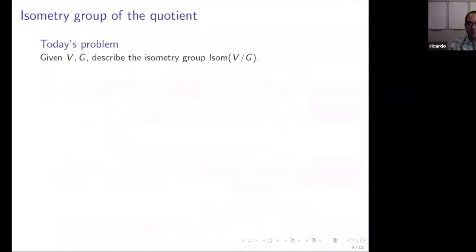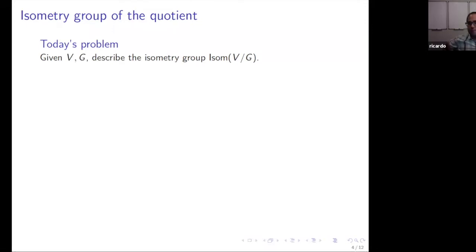So the problem that I want to tell you about today is, instead of looking at diameter or whether it's an orbifold or curvature or something like that, I want to look at the isometry group of the quotient. So here's the problem we're going to be looking at. Given some representation of a group G on a vector space V, describe the isometry group. How do you compute this isometry group of the quotient?